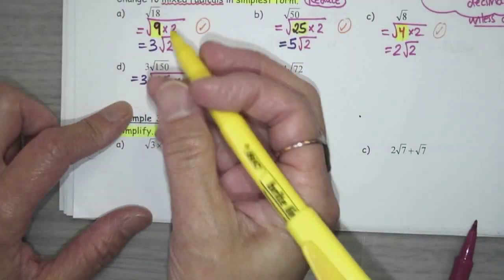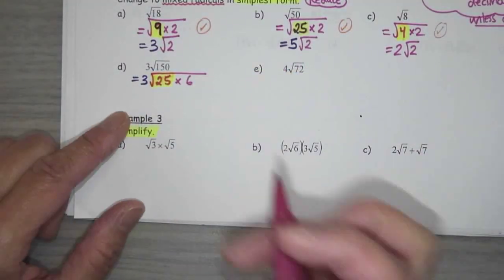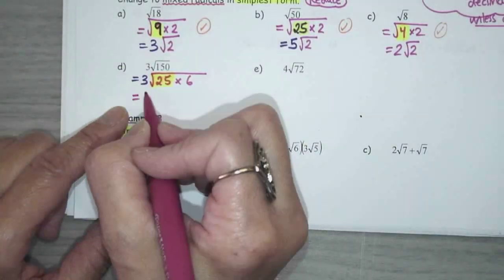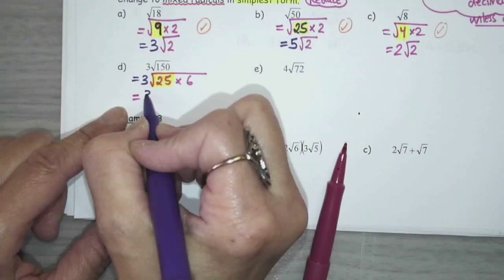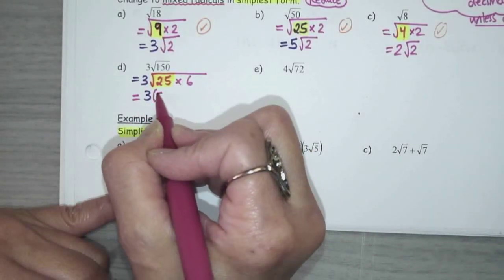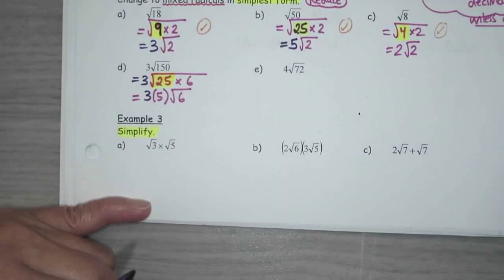So I'm going to take out the 25, so keep picturing 25 comes out as 5. So then we're going to go, okay, like this, and we're going to say, okay, I've got the 3 out there. I'm going to leave the 3 here, and then the 25 comes out as a perfect 5, okay? Leave the root 6.